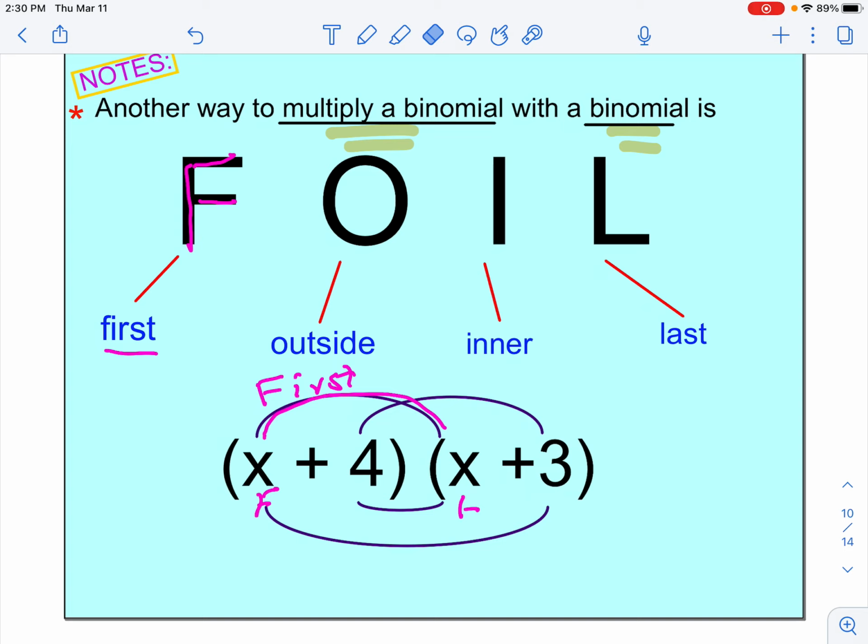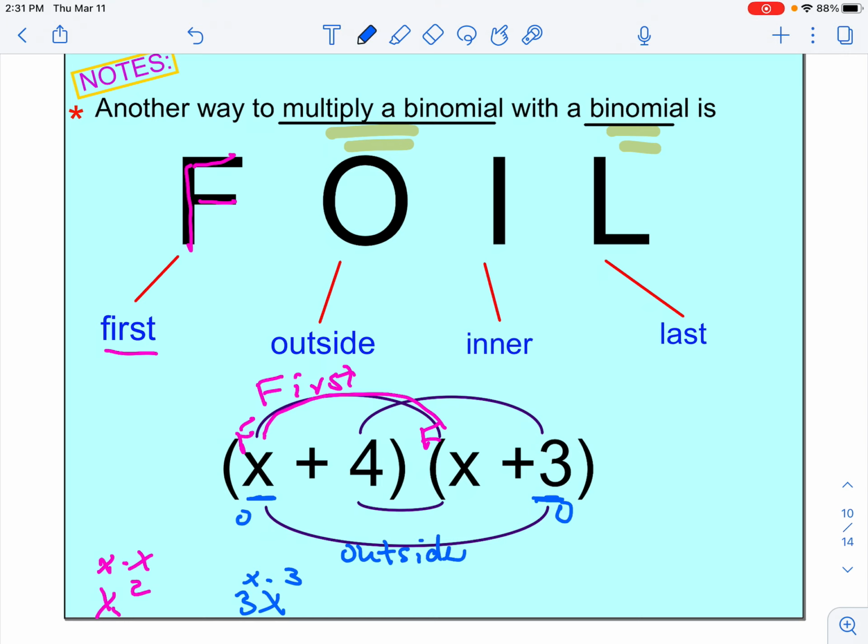Okay, and I'm actually going to write these F's above. I think that will be less confusing. So this is our first term and our first term multiplied together. So x times x is x squared for our first term. Okay, now let's work on the outsides. Okay, the outsides are the outermost numbers in your problem. So this is our O and our O. So this is our outside multiplied together, and that would give us x times 3, which is 3x.